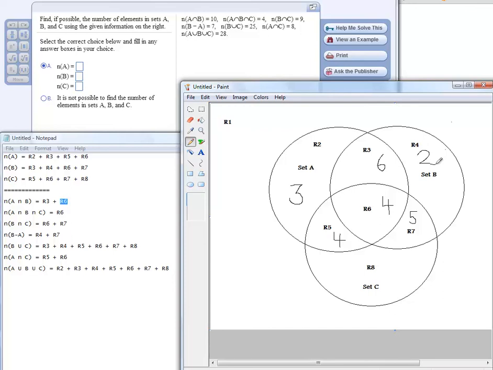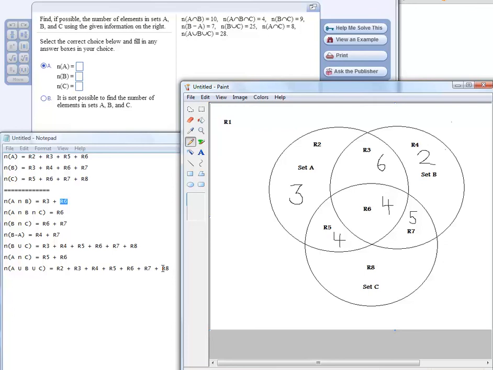Well, now look at that. If we take a look again down here, we see that the number of elements in all of these together is 28. And I'm going to leave that last one for you. Remember, we have numbers for all of these here. You can figure out what the value of R8 is once you know that the sum of all of these has to be 28.